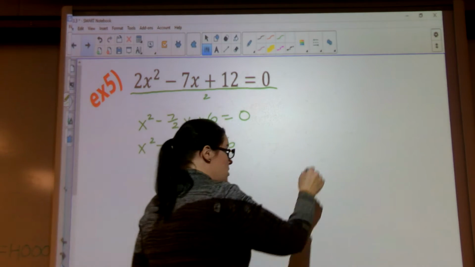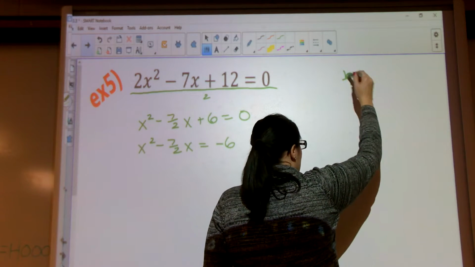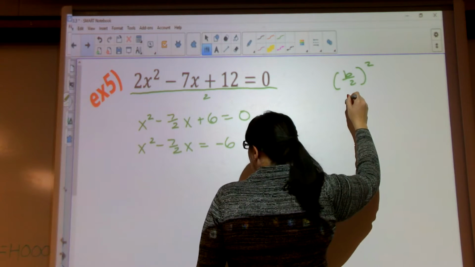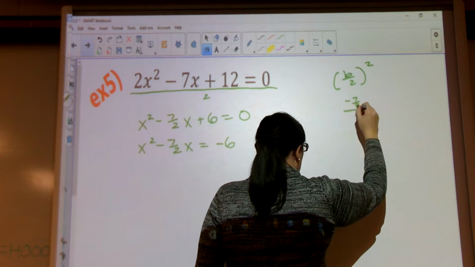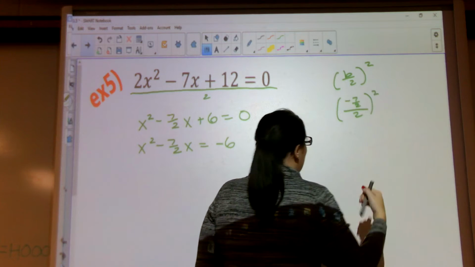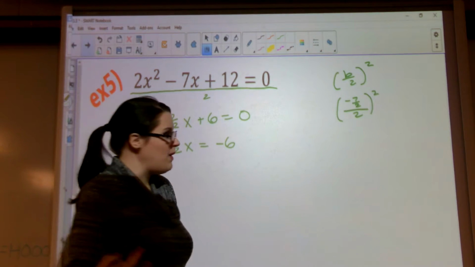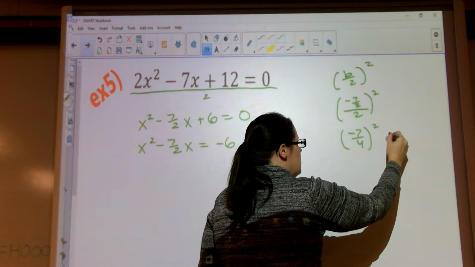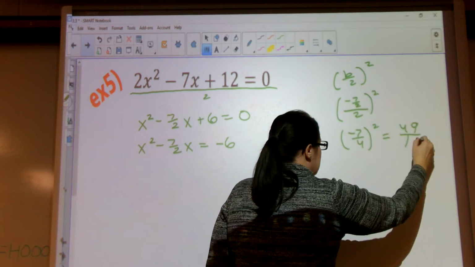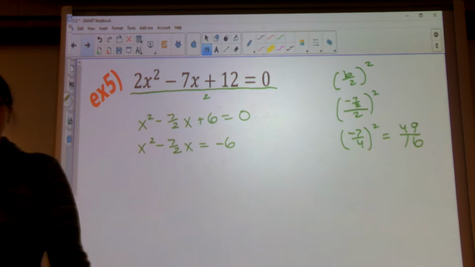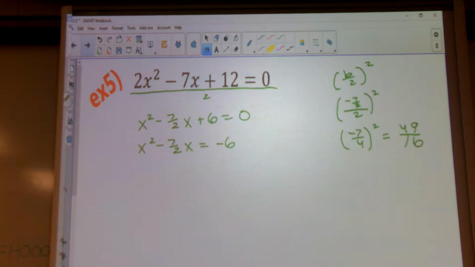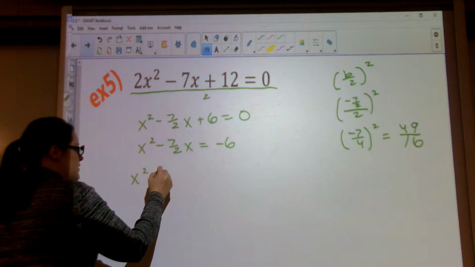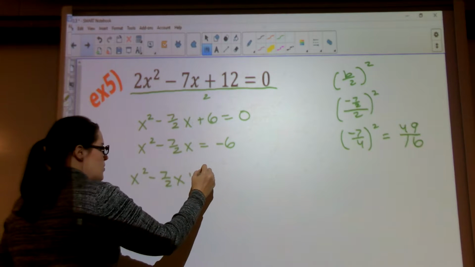All right, so let's go find our b over 2 squared. Well, b in our case is negative 7/2, over 2. Now, you do have a calculator. This one's not bad. That's actually negative 7/4 squared, which is 49/16. You do have calculators if they get terribly messy. You need to do negative 7/2 divided by 2 in this case. So I'm going to add 49/16 to both sides.